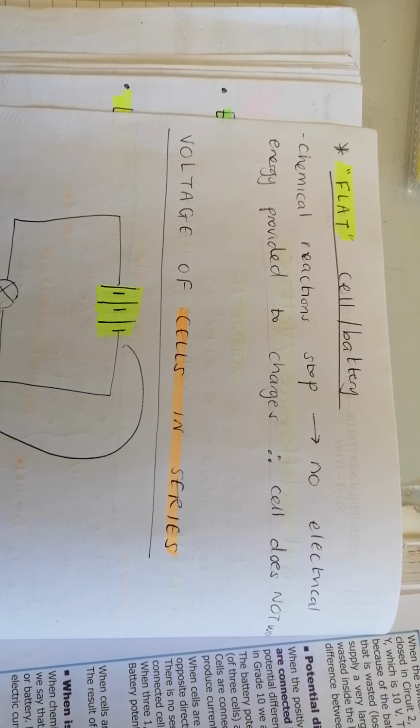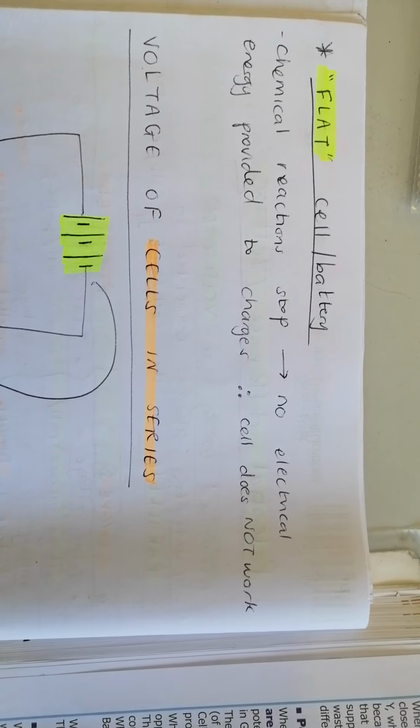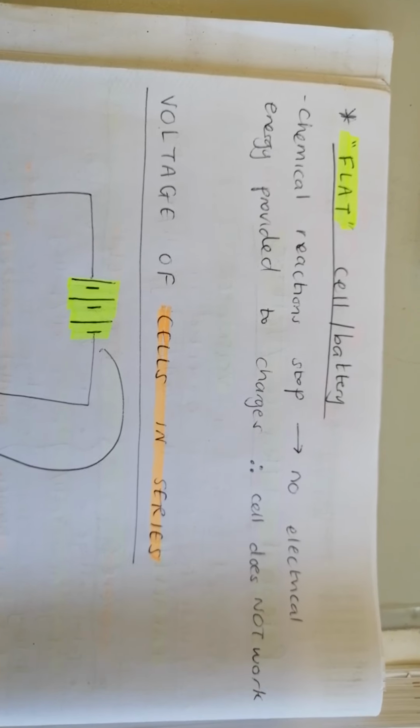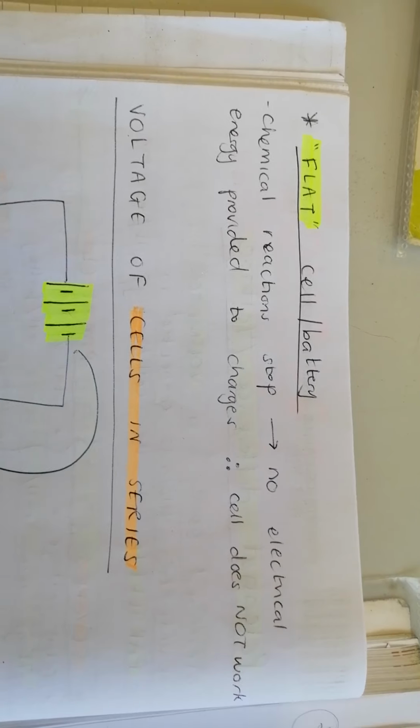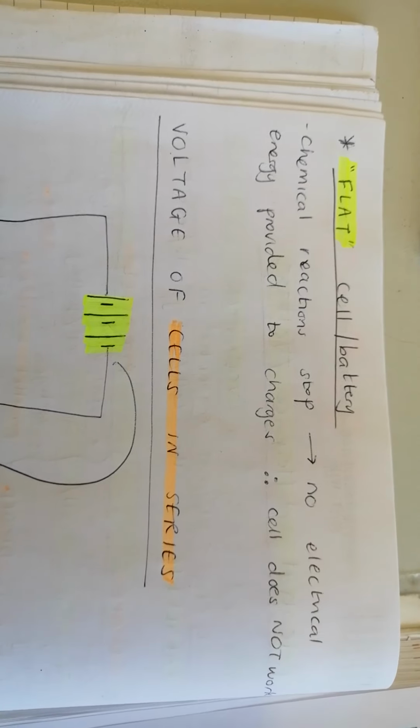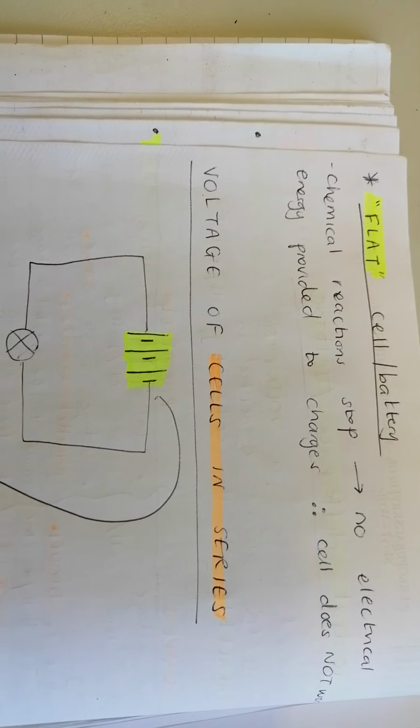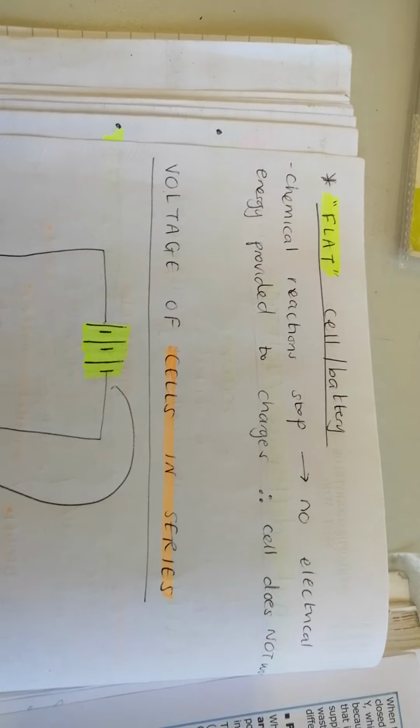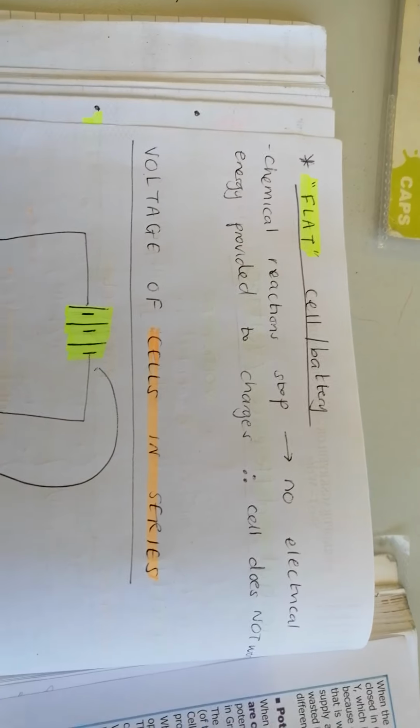Okay. Right, now we know in real life if we have a battery, sometimes they go flat or they stop working anymore, and when they stop working, they cannot supply energy to the circuit, and the circuit or the appliance or whatever you're using won't work anymore.